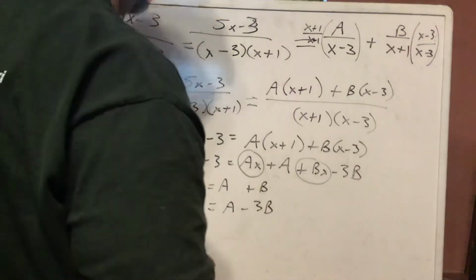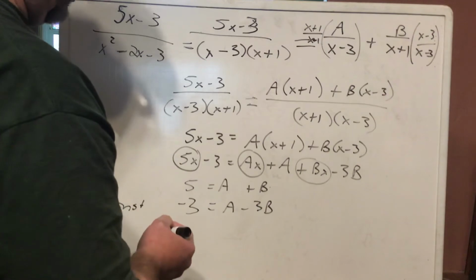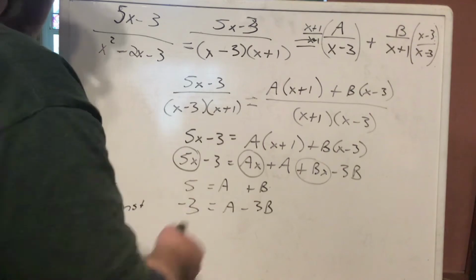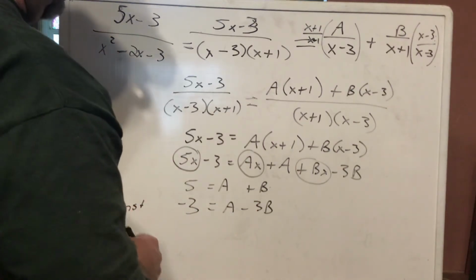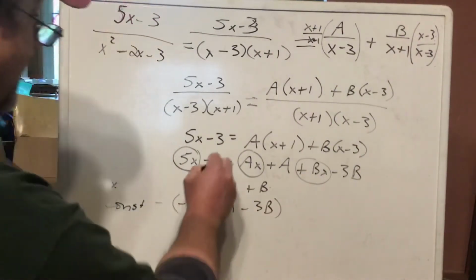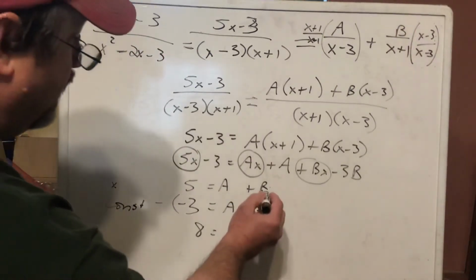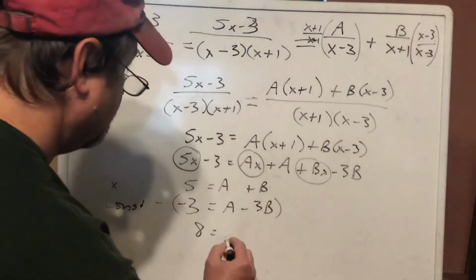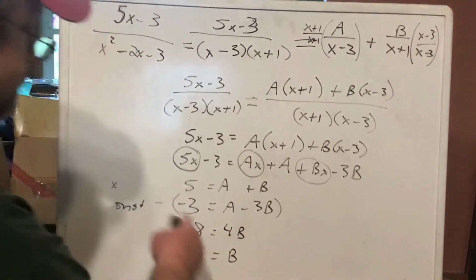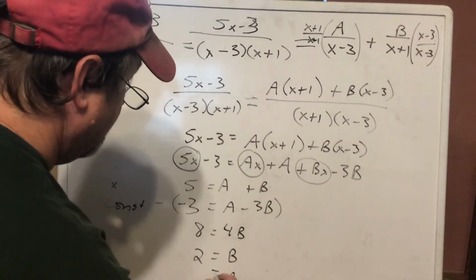I now have two equations and two unknowns, and there are a variety of ways to solve two equations, two unknowns. One would be substitution. I could say, well, a is equal to 5 minus b. I could plug that in, and I would eliminate one of the variables that way. One thing I could do is just subtract, which is what I'm going to do, because I see that if I subtract, the a's are going to go away. 5 minus negative 3 is 8. A minus a is nothing. And b minus negative 3b is 4b. And that tells me b is equal to 2, just dividing by 4. And when I look at this equation right here, if b is equal to 2, a is equal to 3.